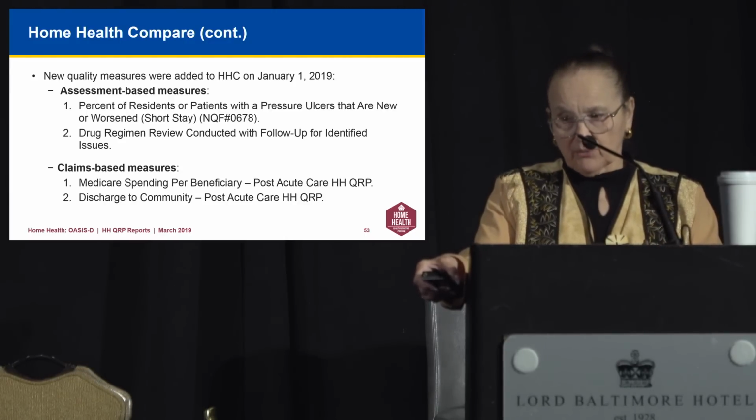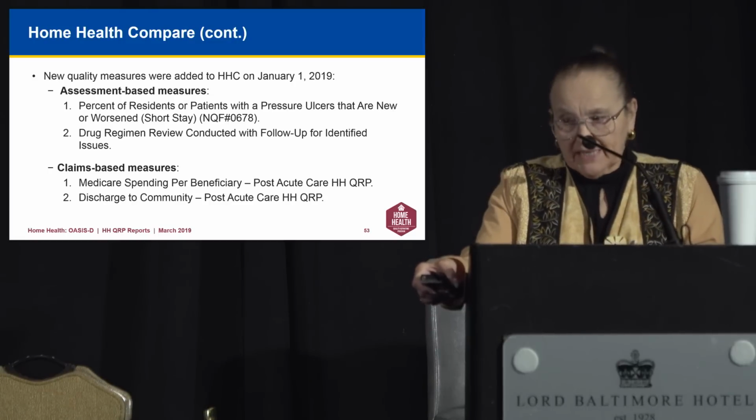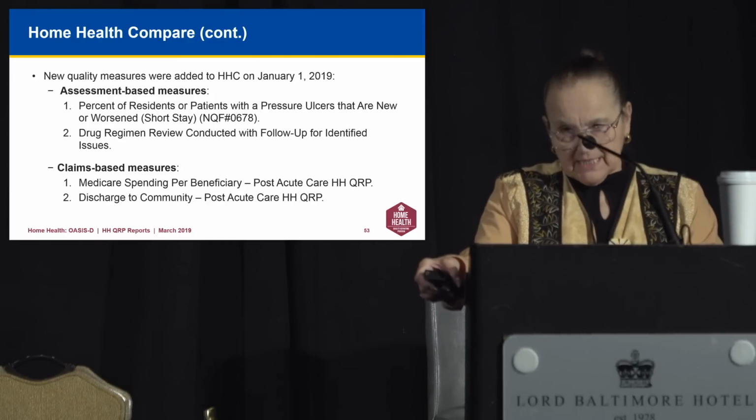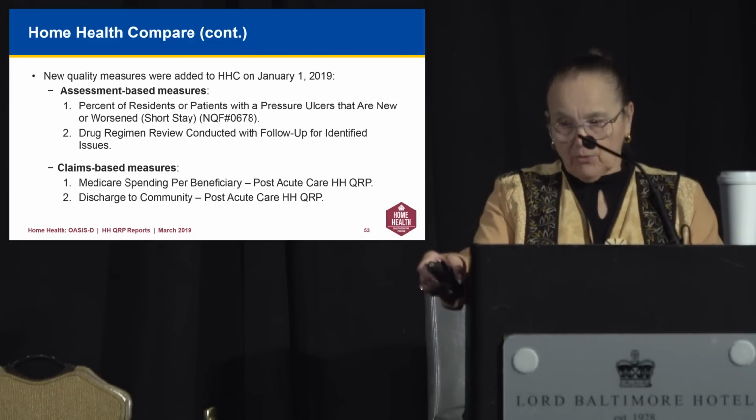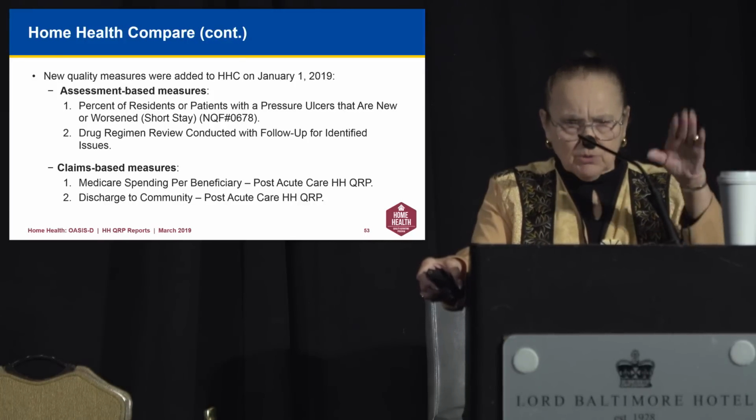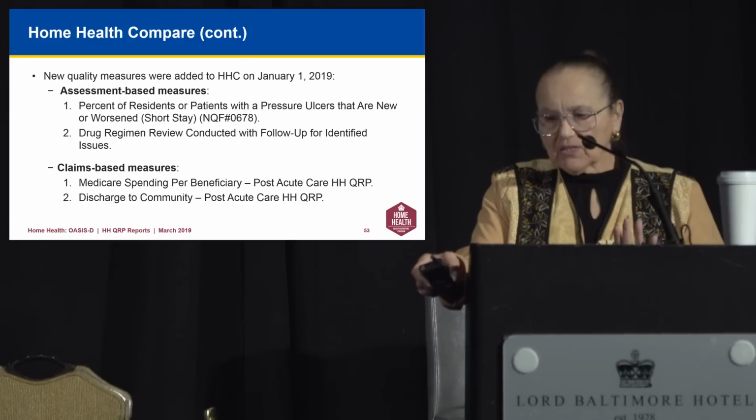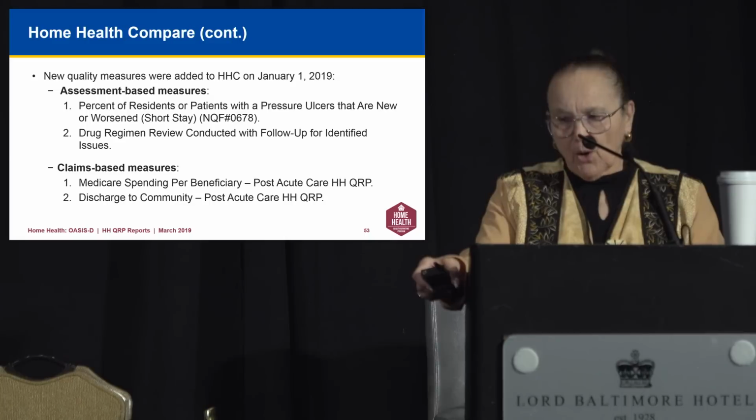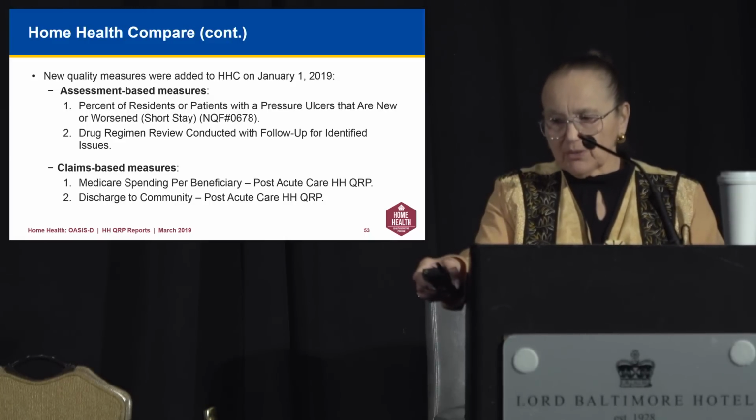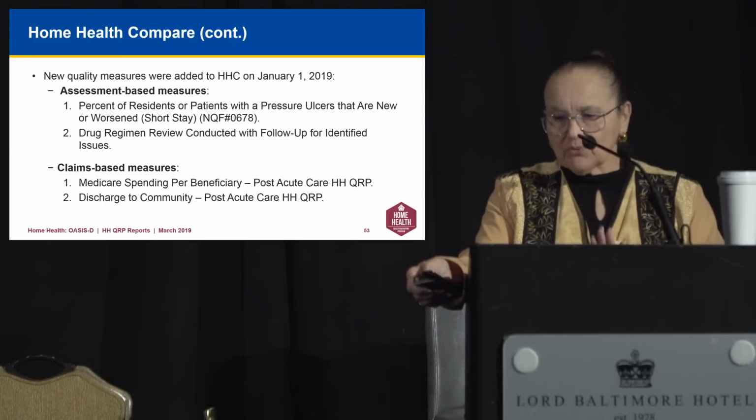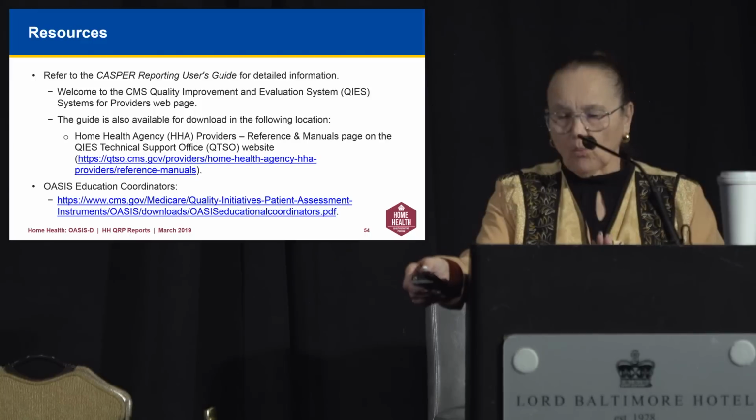Assessment-based measures that appeared were the percentage of residents or patients with pressure ulcers that are new or worsened, short stay; the drug regimen review conducted with follow-up for identified issues, that's tomorrow's discussion; and the claims-based measures of Medicare spending per beneficiary, post-acute care, home health, and discharge to community for post-acute care, home health QRP. So these are the pieces that have been added on 1/1/19.